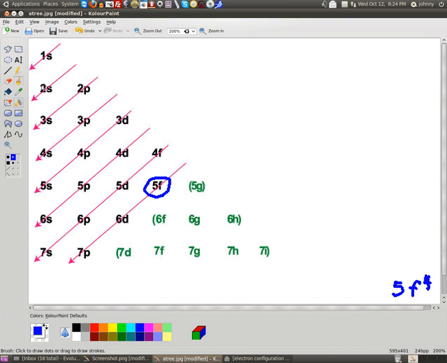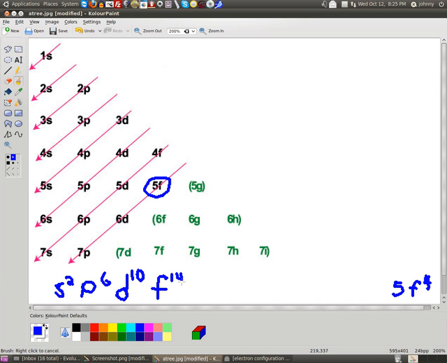Now what they'll do is start up here and follow their arrows. Notice that they pass up one S. Now remember, if you pass up an S, that S gets a 2 because it's full. That P, if you pass it up, it gets a 6. The D, if you pass it up, gets a 10. And for every F you pass up, it gets a 14.